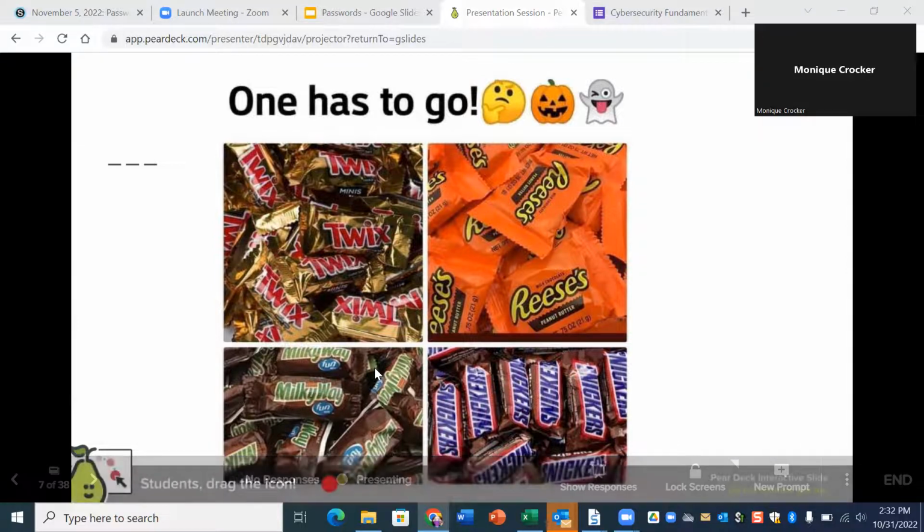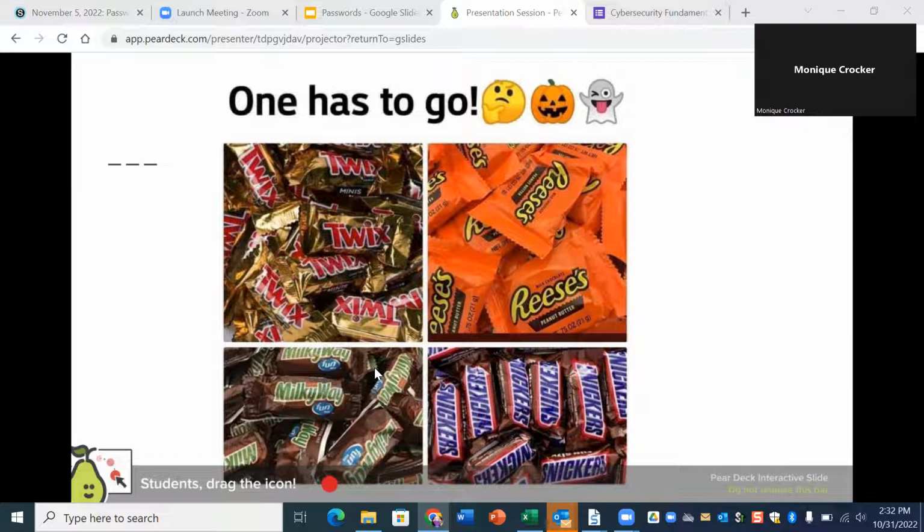So typically what I would do on this, Monique, I would say, okay, students, which one's got to go? If I had to pick one to kick us off, I would have you drag your little icon on here. And I would say, okay, if I have to go, Milky Way has got to go in my world. That's the one that's always left at the end of the bag. And then hopefully someone would say, Reese's, that's horrible, that's nasty. And we would have a little conversation about one of these.